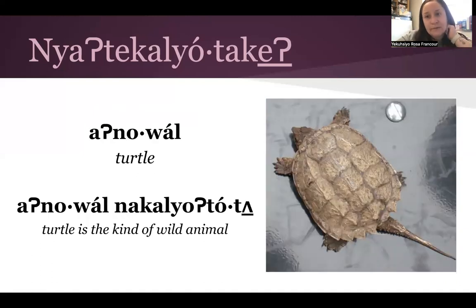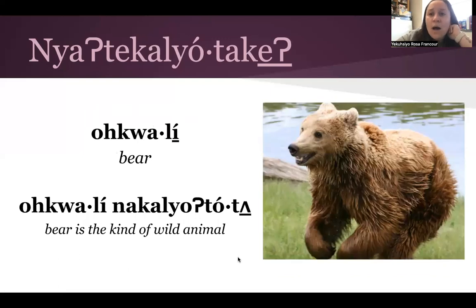Atnoal, no whispered ending here. It's a turtle. Atnoal nagaliot dod, also one of her clans. Ohqual. Ohqualli is a bear.